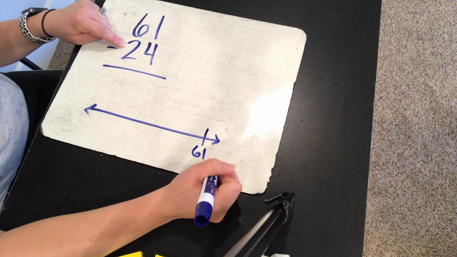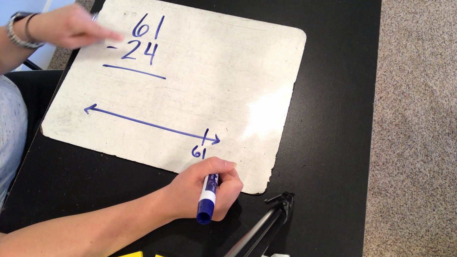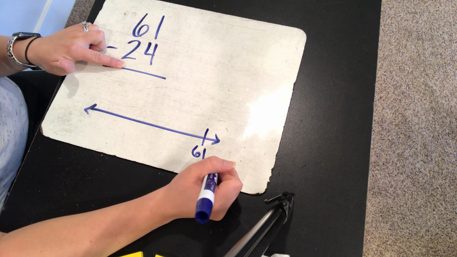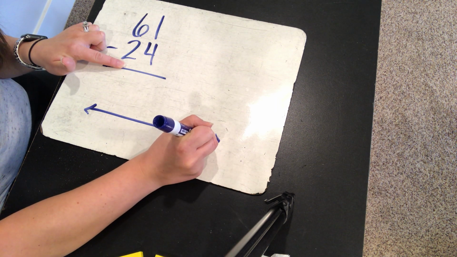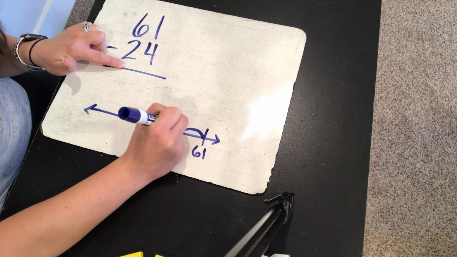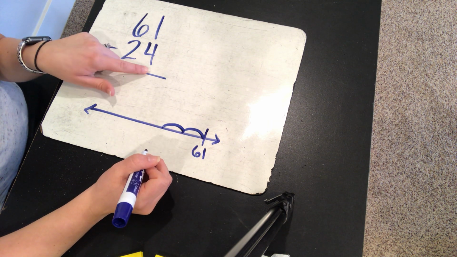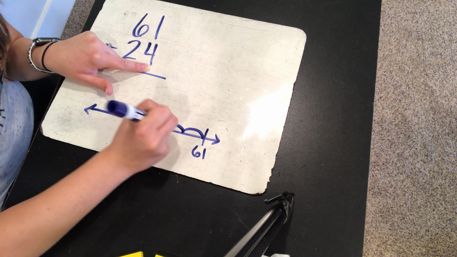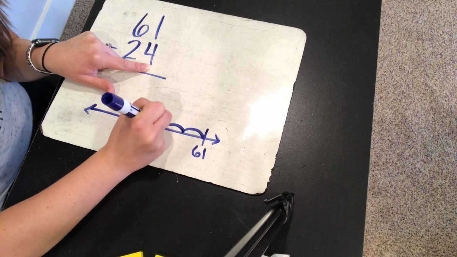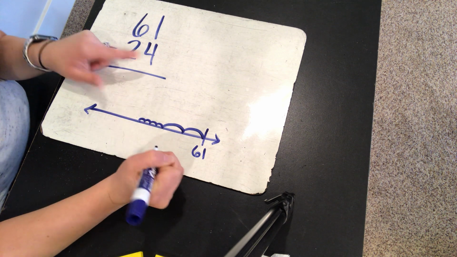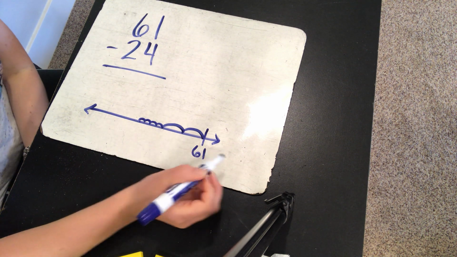How many tens are in 24? There are 2 tens in 24, so we got to do 2 10 jumps. And then how many ones are there? There are 4 ones, so 4 small jumps. 1, 2, 3, 4. And let's see what we end with.